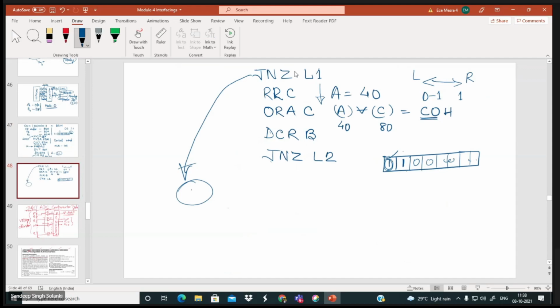Now my question, where is your L1? So now we have to give L1. Where? Here. Below JNZ. Here L1. At L1, what do you wish to write? Sir, we can reset. Reset the bit. Reset the bit. Isn't it? Yes, sir.